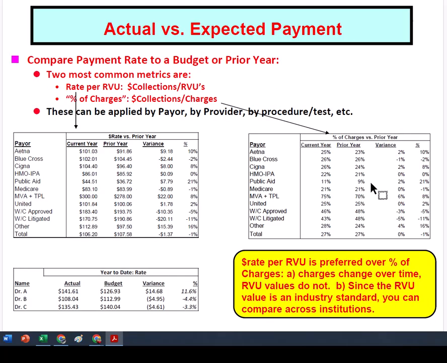Some people do percent of charges. That's kind of old school. The benefit of RVUs is that the RVUs are the same across the nation. The work RVUs are, and so you can benchmark against industry standard benchmarks. Charges is strictly internal. So a little bit old school, but some people still use percent of charges. The key is that you have an expectation and you're measuring your results against the expectation, just like budgeting.